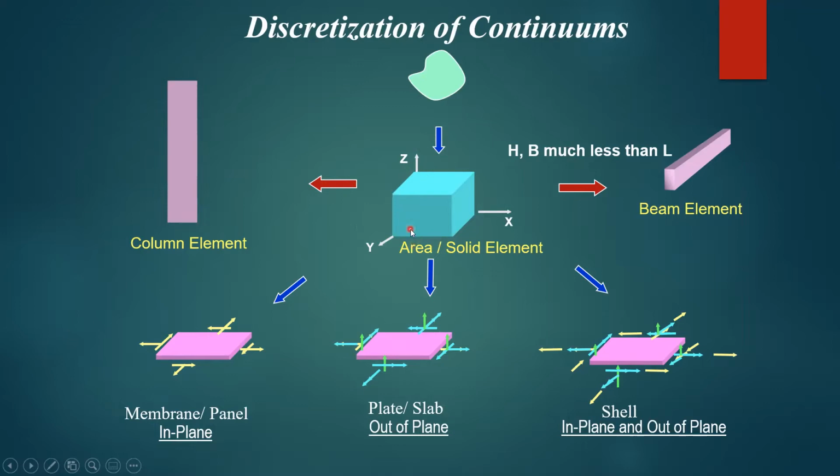So from this discretization, we can see how this particular element can be converted or explained into column, beam, and floor. Okay, the column, we have it. The beam, we have it. The floor, we have three types: membrane, plate, and shell. We can see the difference. The membrane can resist only the in-plane deformation.